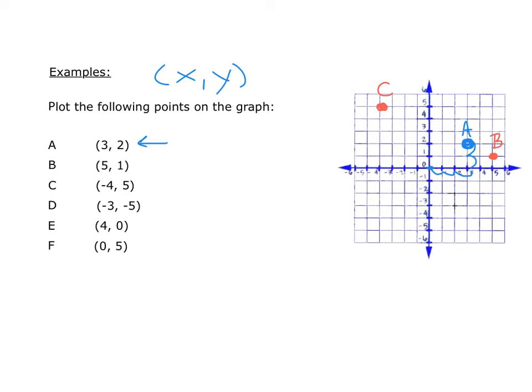D is negative 3, negative 5, so that is 3 to the left, 5 down. 3 to the left, 5 down. That'll be that point right there, point D.